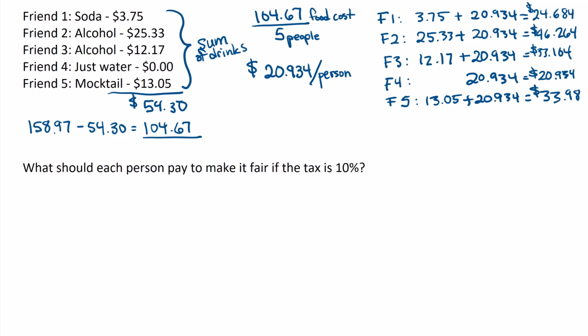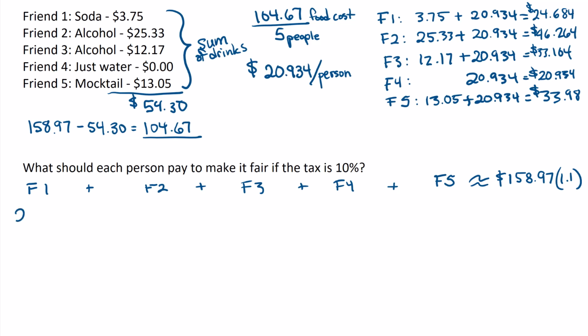Now we need to include the tax. These should add up to approximately the total cost of the bill plus the tax, 158.97 times 1.1. This 1.1 is the total cost of the bill plus the 0.1, which is the 10% tax. And we can check this at the end.